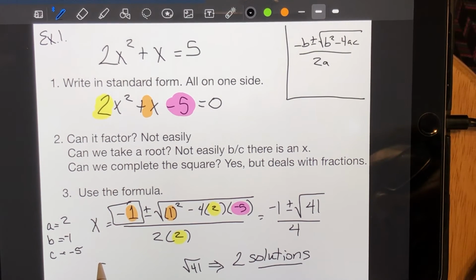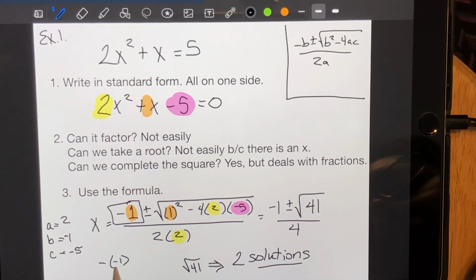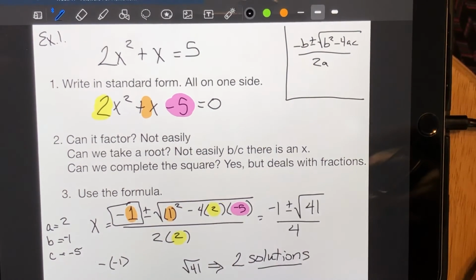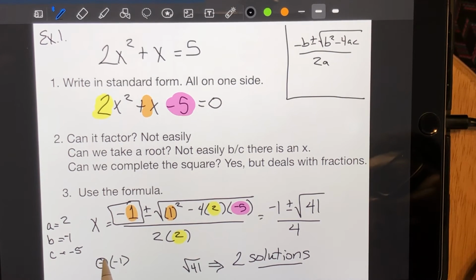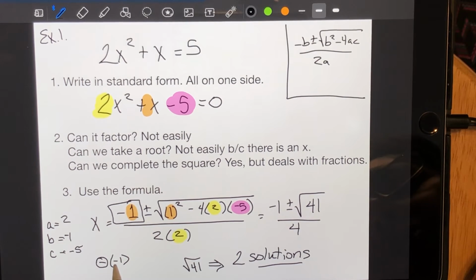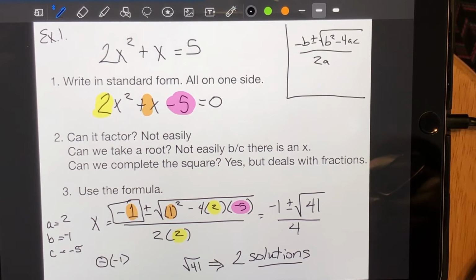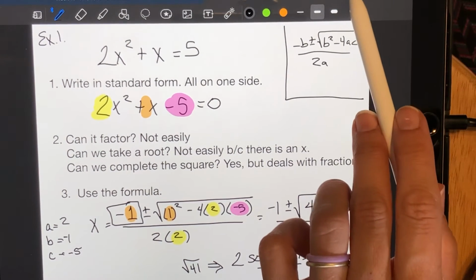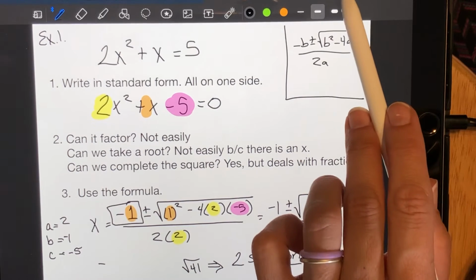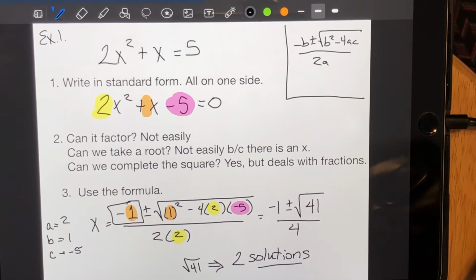Then I would have a negative of a negative 1. I highly recommend using parentheses for this b so that you do not lose this negative sign, or just add it in with whatever sign is already there. So if b starts out as negative, then you should end up with a positive number. If b starts out as positive, then you should end up with a negative number for that one.